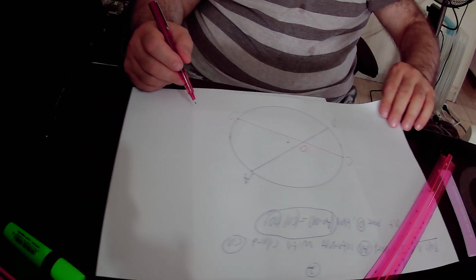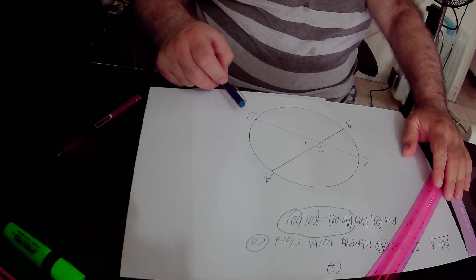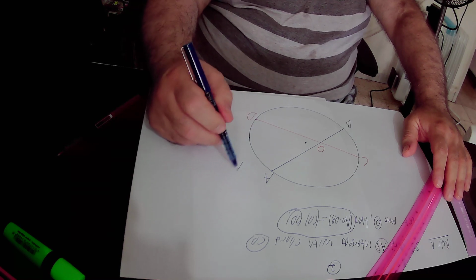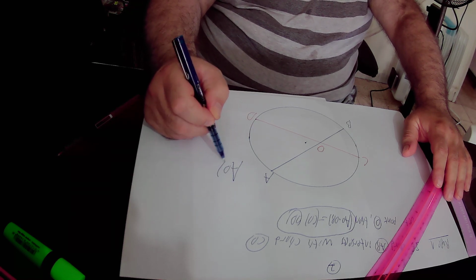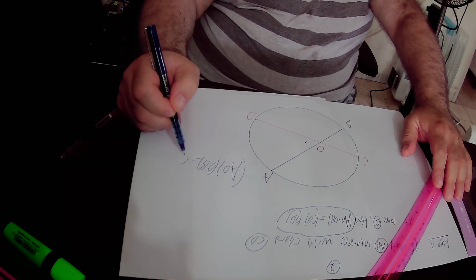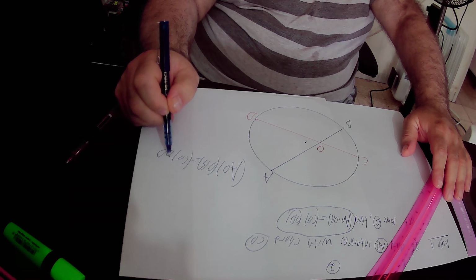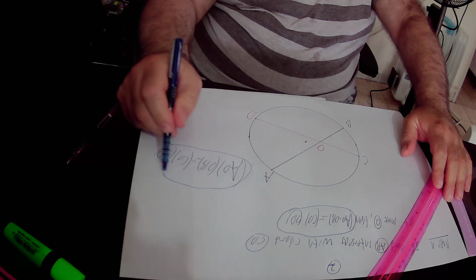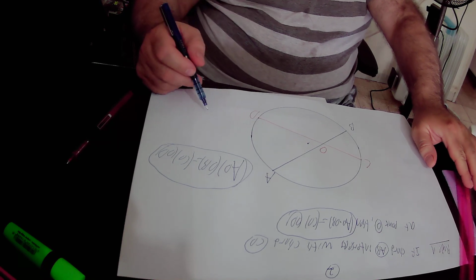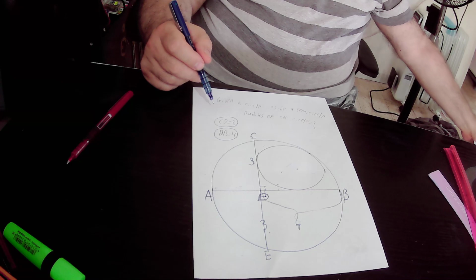So according to rule number 1, if this is the data that has been given to us, then according to rule number 1, AO times OB equals CO times OD. Okay. AO times OB equals CO times OD. We actually can implement rule number 1 in our drawing.